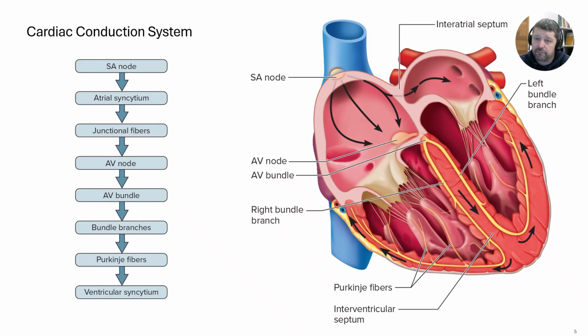When it's in the AV node, it then moves into the AV bundle. It's carried by the bundle branch, okay, the right to the right side, the left to the left side. Purkinje fibers then take it up and move it all the way around throughout all the myocardium, okay, including the papillary muscles, which are going to control your valves. Okay, your bicuspid and tricuspid valves. Okay, and then you get that ventricular stimulation, so it will contract.